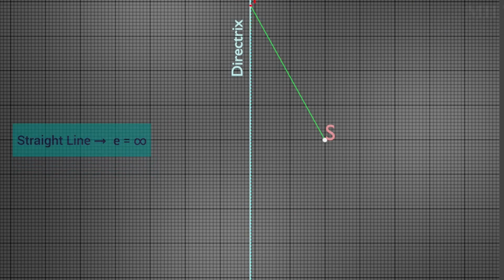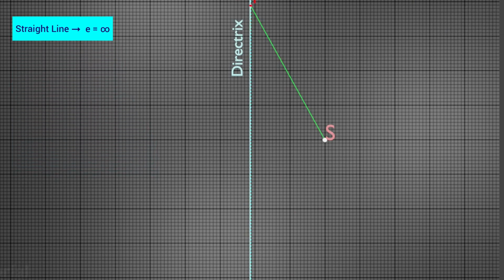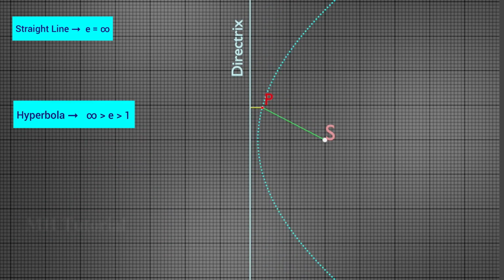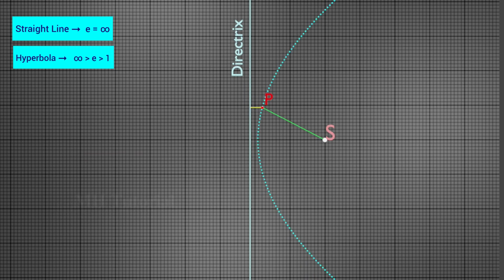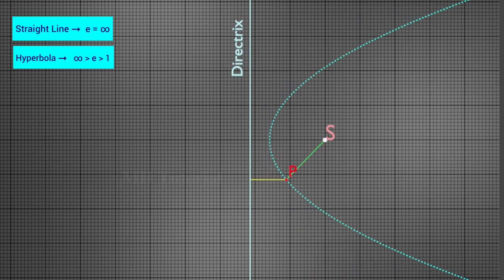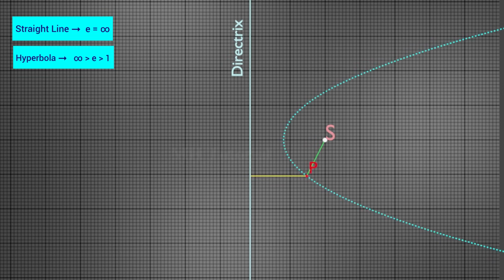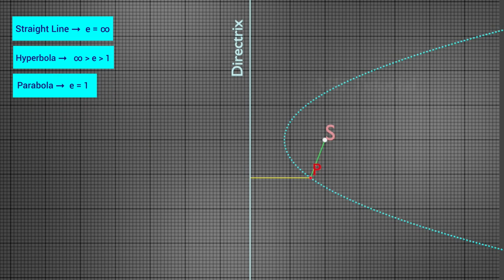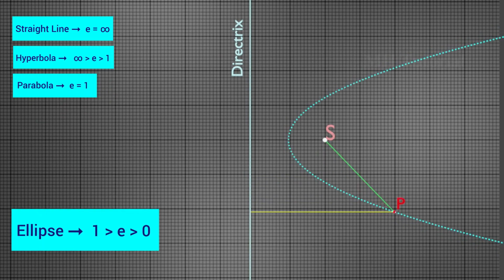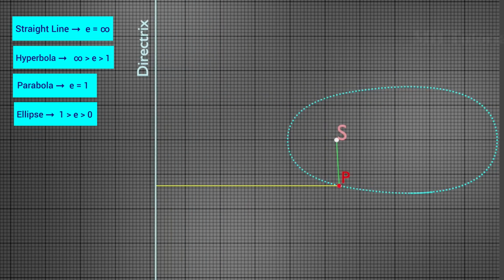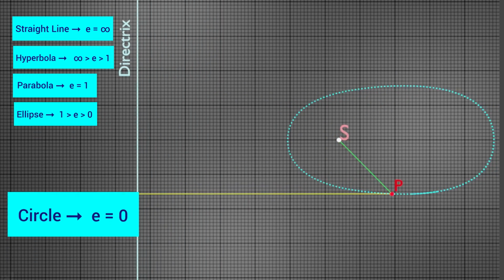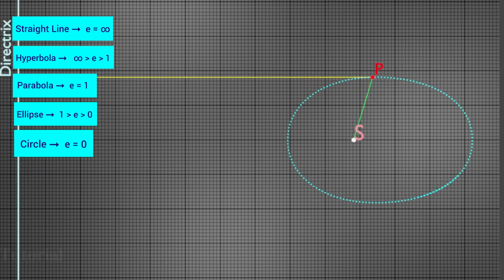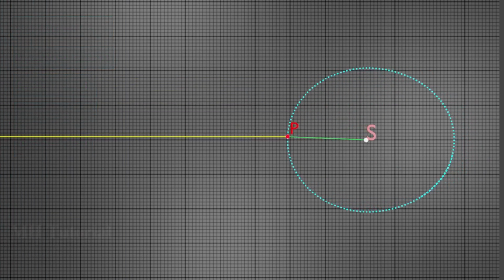A straight line is a conic, with infinite eccentricity. A hyperbola is also a conic. But its eccentricity lies between infinity and unity. If eccentricity is exactly 1, then it is a parabola. Ellipse is a conic whose eccentricity lies between 1 and 0. And finally, eccentricity of a circle is simply 0.